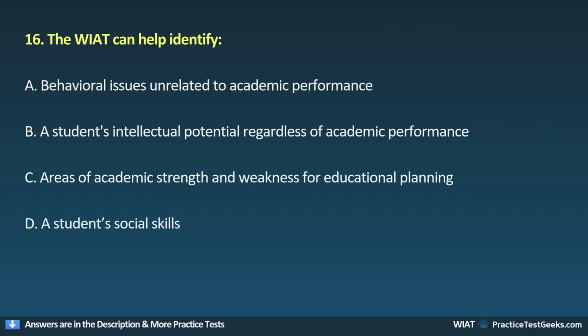16. The WIAT can help identify: A. Behavioral issues unrelated to academic performance. B. A student's intellectual potential regardless of academic performance. C. Areas of academic strength and weakness for educational planning. D. A student's social skills.